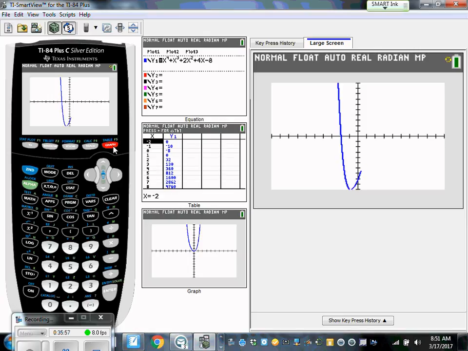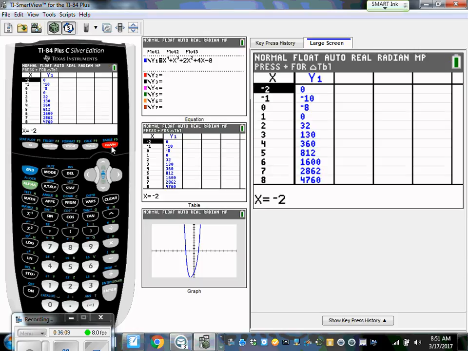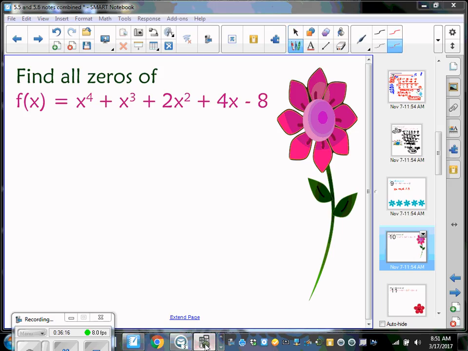All right, so this one should have how many answers? 4. How many can I see? 2. Where does it look like it crosses? -2 and 1. Let's confirm. -2 is good. 1 is good. So -2 and 1 are my good answers? Okay. So x equals -2 and 1.